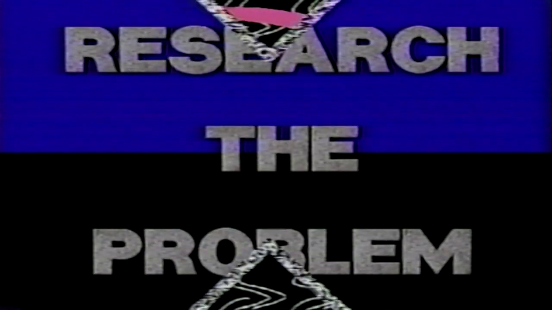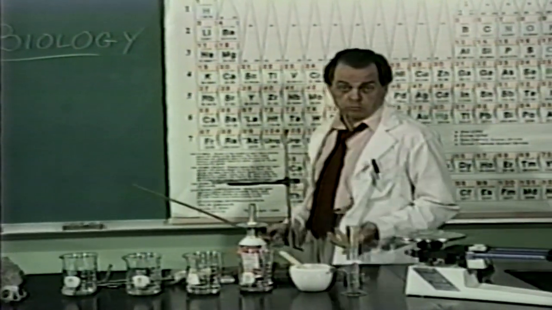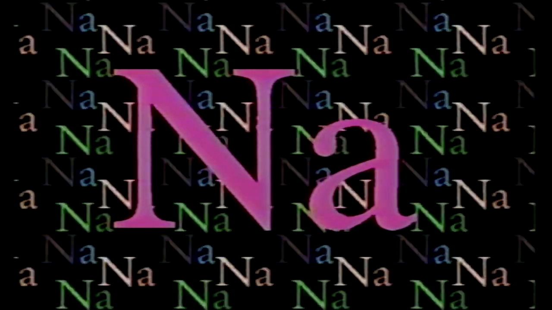Next, as a scientist, you would research the problem or gather information about the problem. In this case, you'd want to know the chemical properties of salt, or sodium chloride, and water. Salt, as we know it, is sodium chloride. The symbol for sodium is Na. The symbol for chloride is Cl. Together, these elements form the compound sodium chloride.